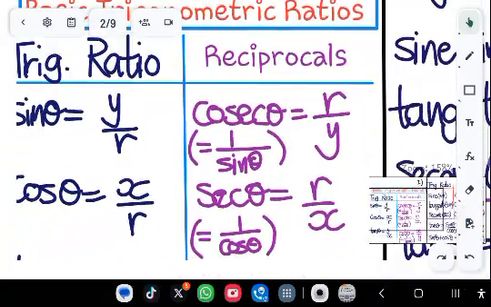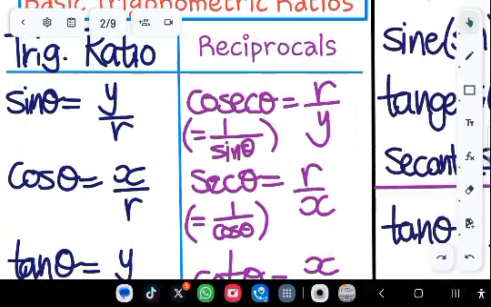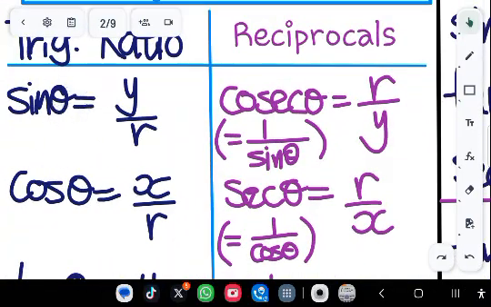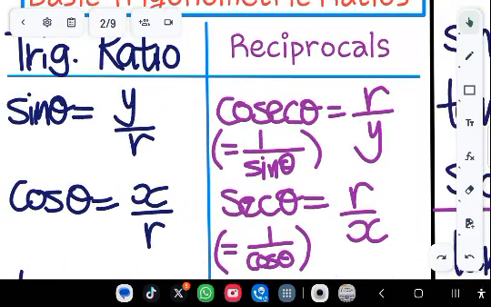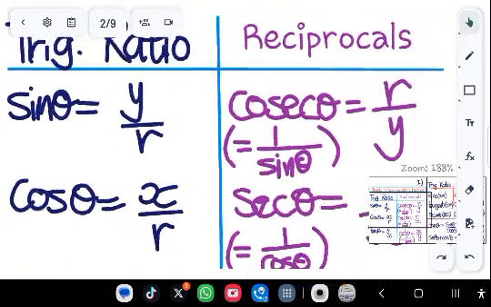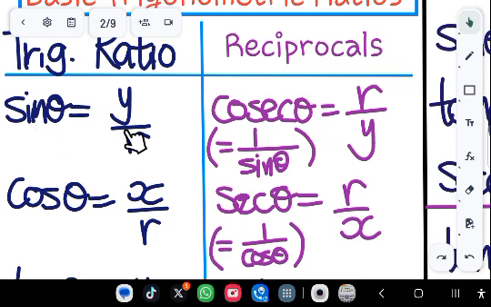Now the reciprocals are basically your trigonometric ratios under 1. So for example, the cosec of theta, which is the reciprocal of sine, is simply equal to 1 over sine of theta. So whatever ratio you have on your sine, to calculate the cosec of the same angle theta, all you do is you flip your y and r upside down.